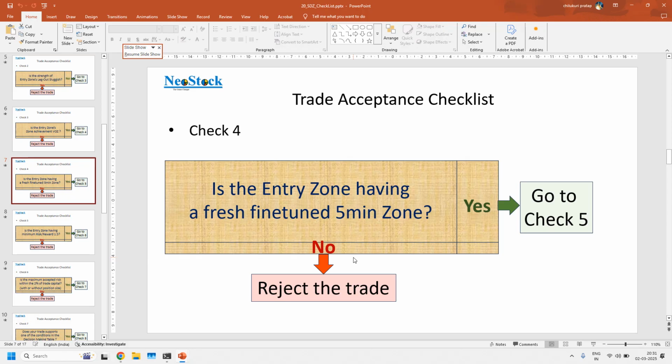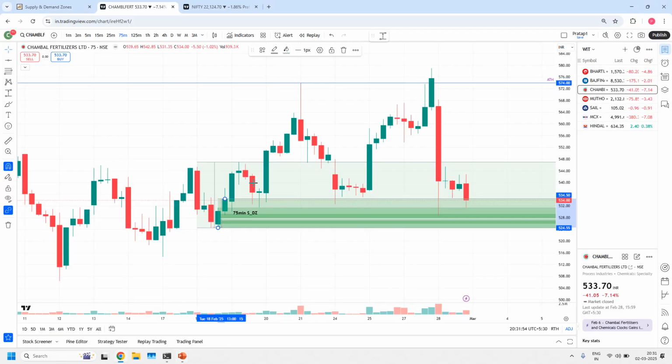But your entry mostly you will be taking at type 1 proximal or type 2 proximal of your 75 minute zone, depending on your risk management. If you feel risk is very high, probably you may take a trade at the fine-tuned 15 minutes level. These are the different strategies you will use. But the fine-tuned 5 minute zone is a confirmation that the zone is having institutional order flow. We have a confidence that the zone may not be violated very easily. Okay, anyway, you learned this in lesson 20, checklist item 4. In case you do not remember lesson 20, please go through that video once again.